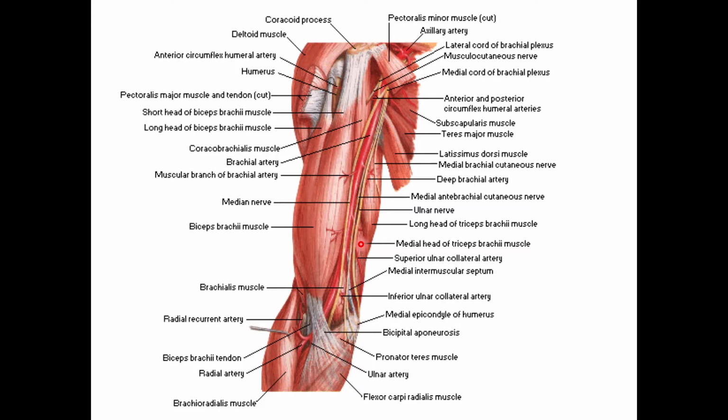This artery descends straight down to enter the elbow in the cubital fossa, where it ends by terminating into its two branches, that is the radial and the ulnar branches.